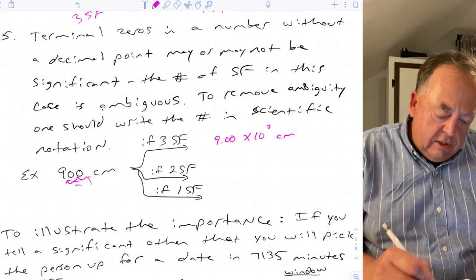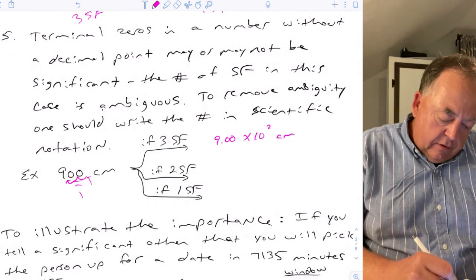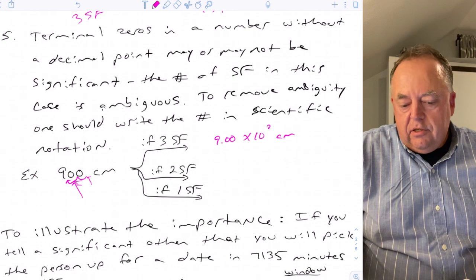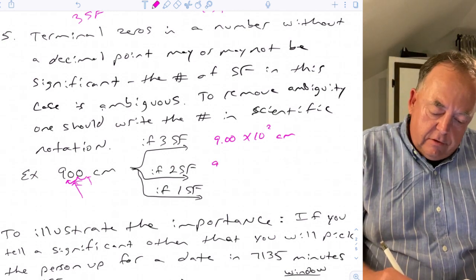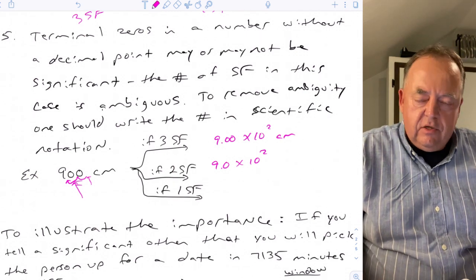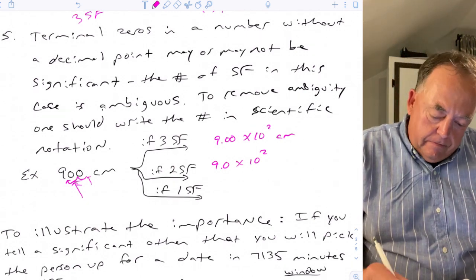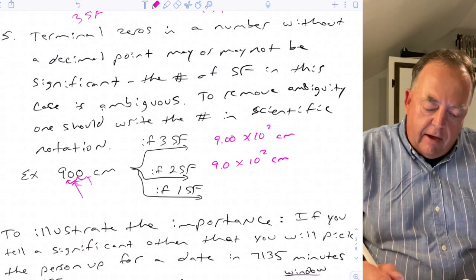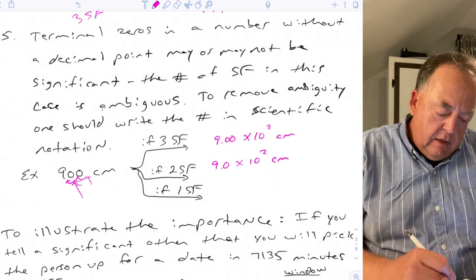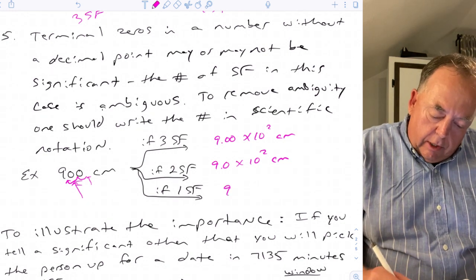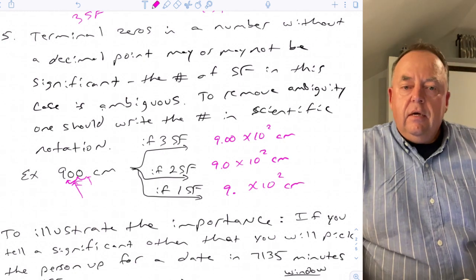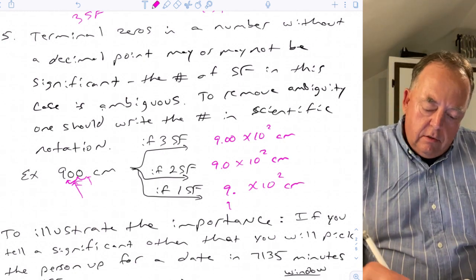If you only intended 2 significant figures, so if this 0 is your first guess, and then you have no clue what the next number is, then you only have 2 significant figures, so 9.0 times, it's still times 10 squared, right? Because it's still got to be 900. So that would be 2 significant figures, and if you only meant to have 1 significant figure, then you would write this as 9 point times 10 squared centimeter. So that way there's only 1 significant figure.